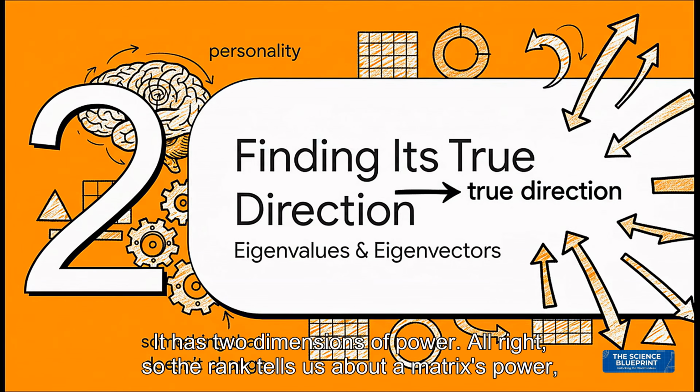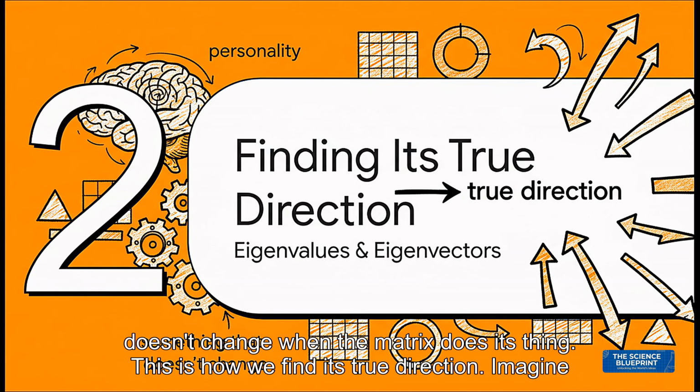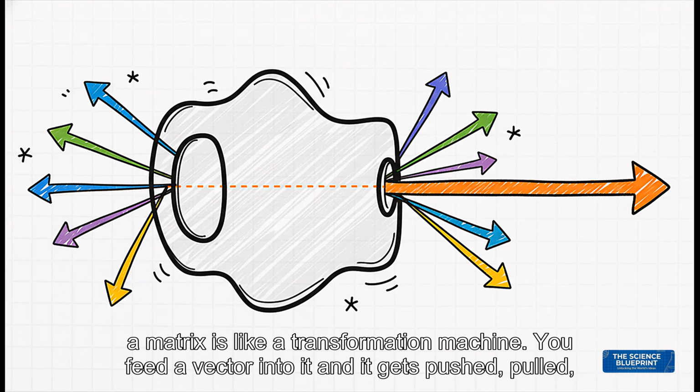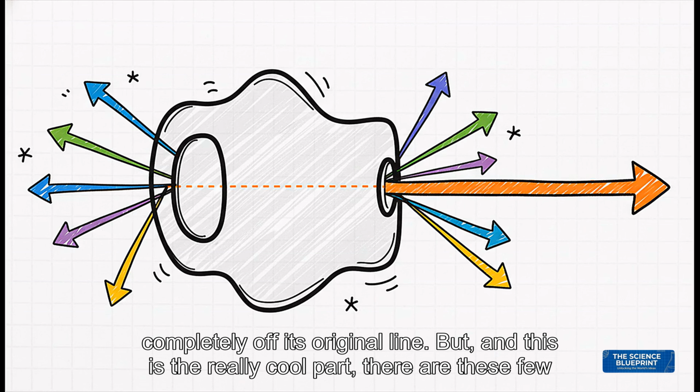All right, so the rank tells us about a matrix's power. But what about its personality, its core identity? For that, we need to find something that doesn't change when the matrix does its thing. This is how we find its true direction. Imagine a matrix is like a transformation machine. You feed a vector into it, and it gets pushed, pulled, stretched, and rotated all over the place. Almost every single vector you can think of gets knocked completely off its original line.